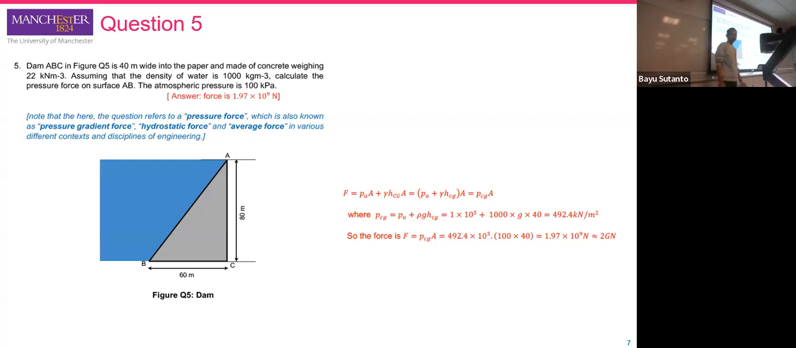Because force is pressure multiplied by area, we can multiply this pressure with area, that is 100, because this is diagonal 100, and 40 is not the center, but the width of our dam. So it will be equal to 2 giganewton.